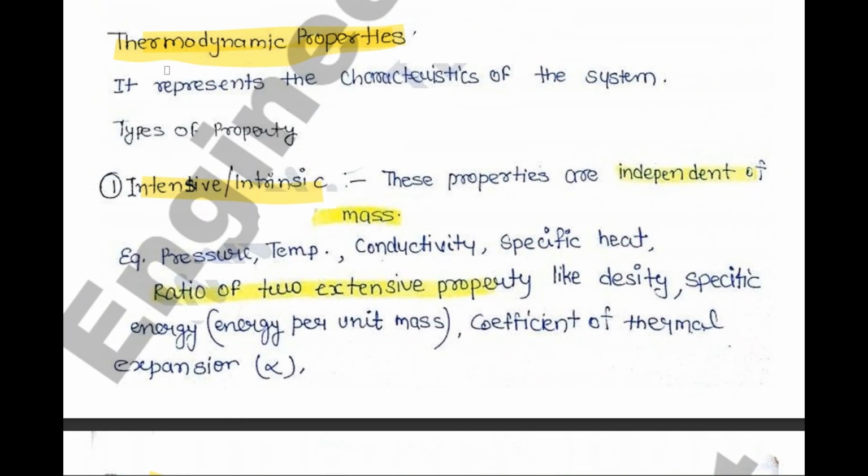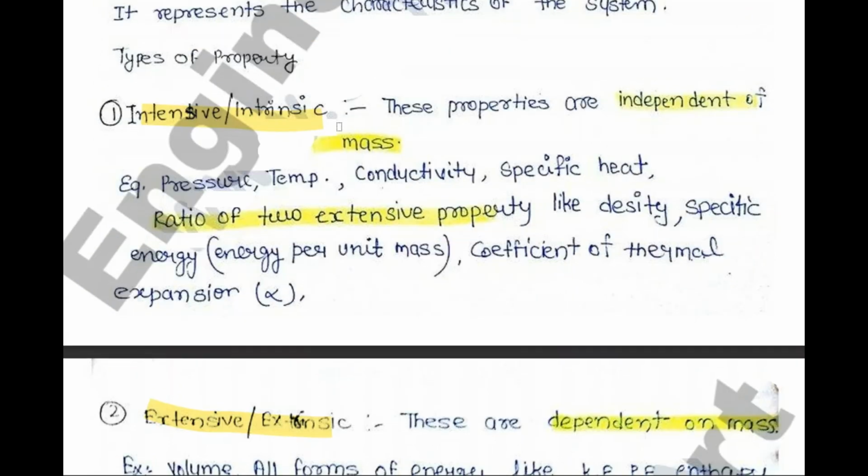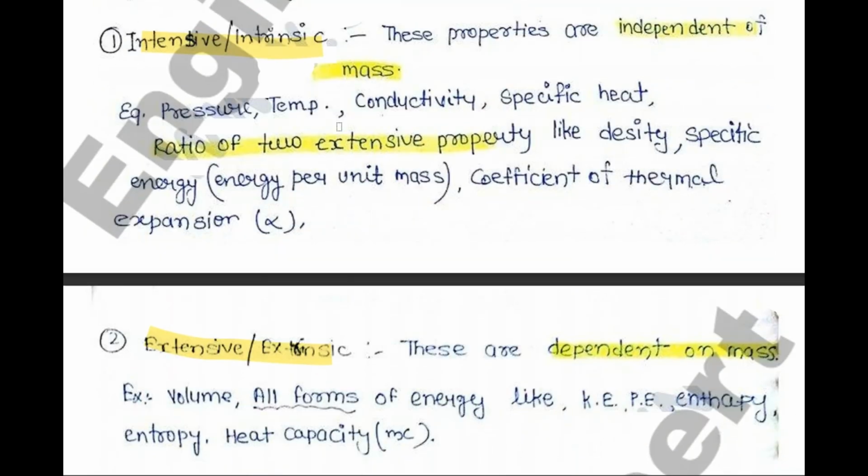And let's discuss thermodynamic properties. Thermodynamic properties are like the identity of any state of a system. So these are of two types: intensive or intrinsic, and extensive or extrinsic. Intensive properties are independent of mass, like pressure, density, specific heat, and all.